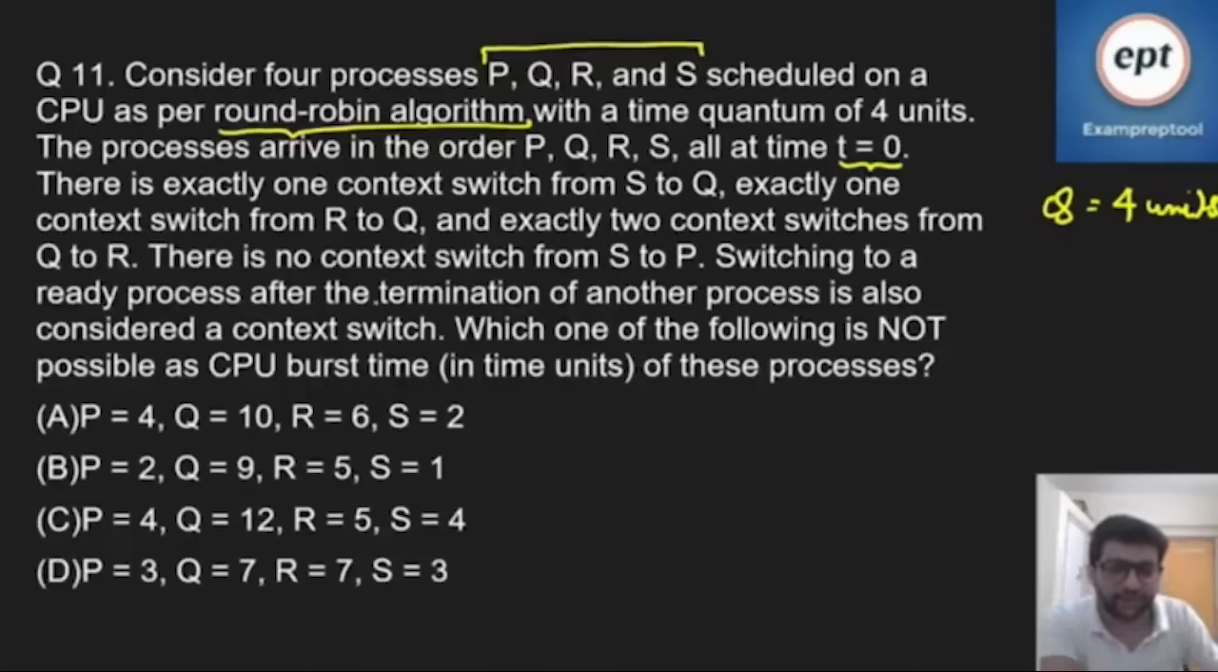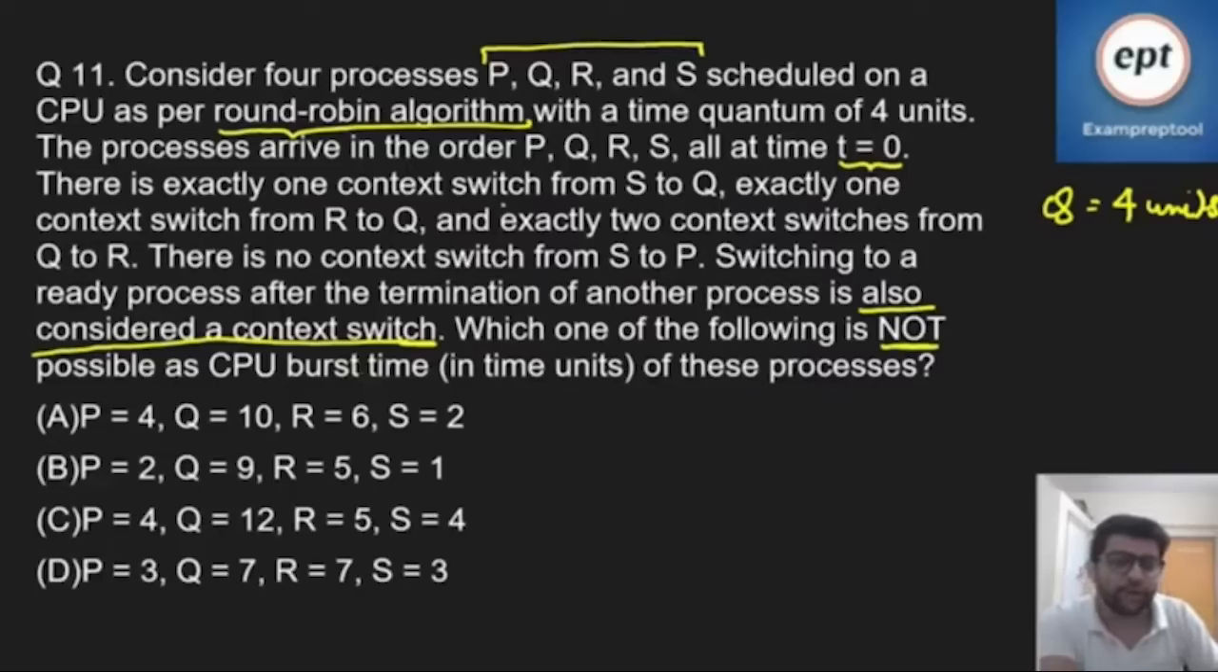Switching to a ready process after the termination of another process is also considered a context switch. So after the termination also, if we are getting another process to run, it is also known as a context switch. Which of the following is not possible as the CPU burst time?